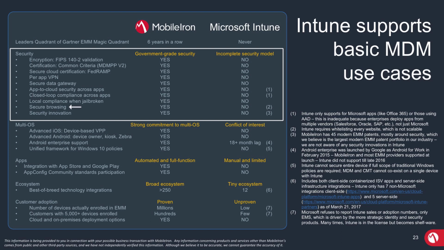So secure browsing is really important because you have your intranet that you want your end users to be able to get to effectively. These are the kinds of capabilities that MobileIron has had for a long time. They're very deep in the product. One of the challenges that we believe Intune has here is that you end up having to whitelist all the sites that you want people to get to.